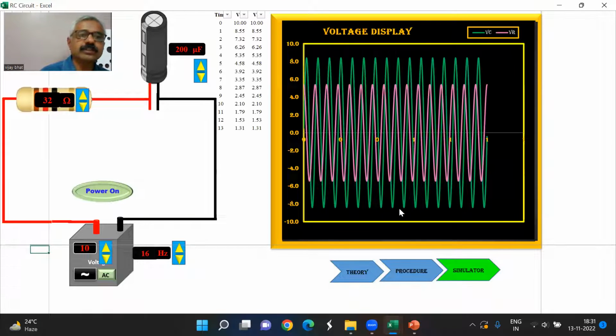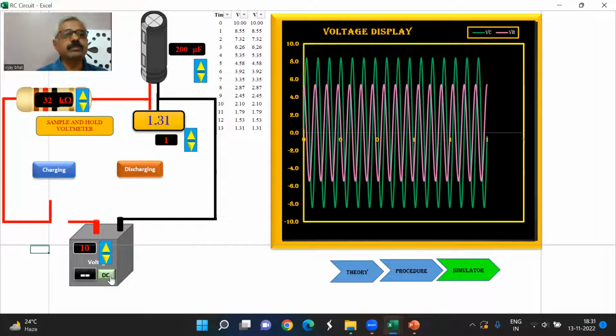So you can see here the panel of this simulator. Here is the voltage display, and here there is a power supply, and on the power supply there is a switch which is AC. If we press this switch, it will become DC, and now the display will change. For DC, there are two tabs, the charging and the discharging. At the same time, we have one voltmeter along with the voltage display.